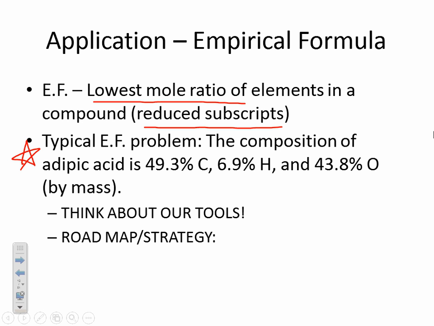The composition of adipic acid is 49.3% carbon, 6.9% hydrogen, and 43.8% oxygen by mass. What is its empirical formula? What is the empirical formula of this compound?